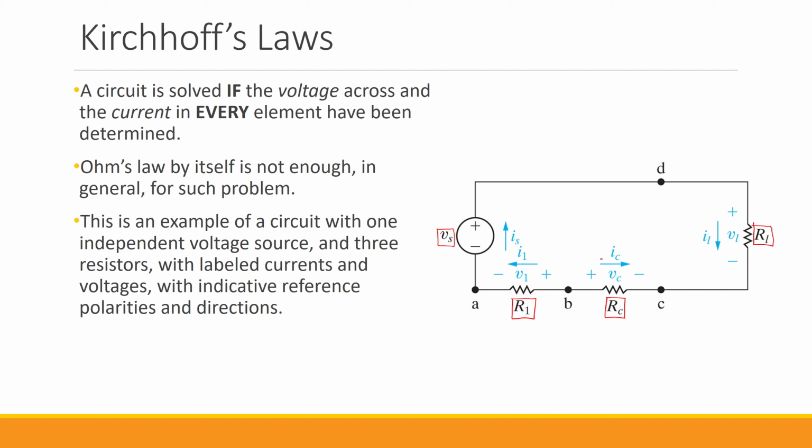So now, based on these, how many unknowns do we have? We have one unknown here, two here, two here, and two here. So in total, we have 7 unknowns for this circuit. So if we know all these 7 unknowns, we can say that this circuit is fully solved.